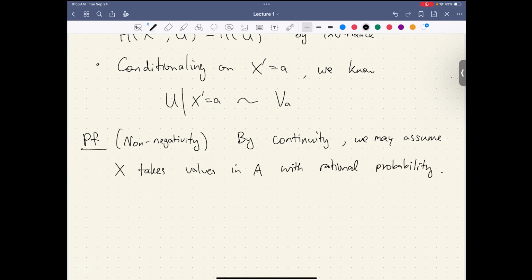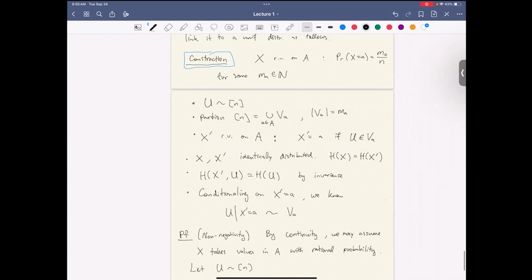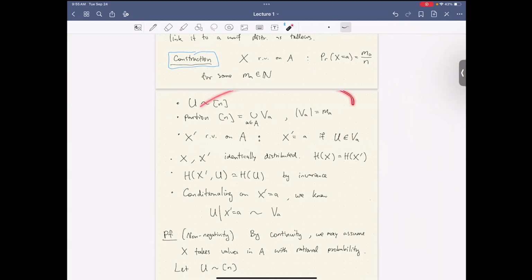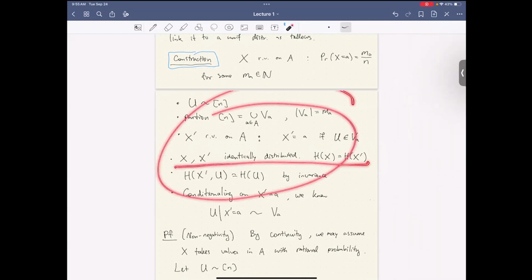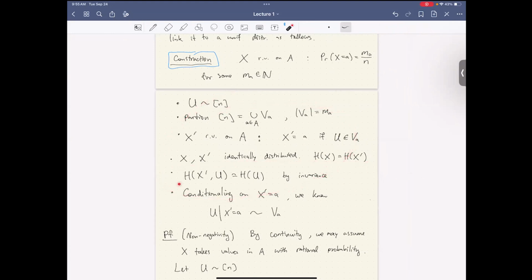Now, let U be uniformly distributed over N and X prime defined as above in this construction. So X and X prime, they are identically distributed, and the joint entropy of U and X prime equals H of U.